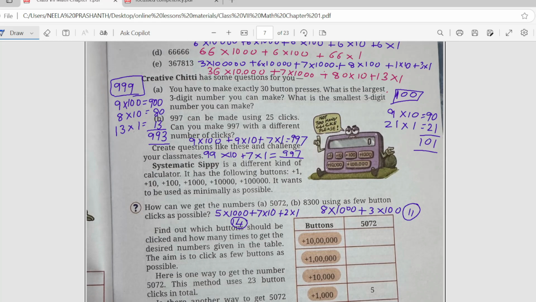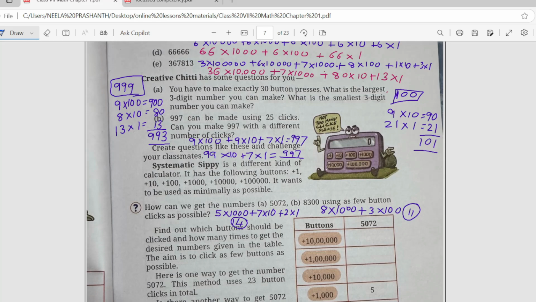Next question, question number B. 997 can be made using 25 clicks. Can you make 997 with a different number of clicks? Let us try. So the normal way we would write, an expanded way we would write 997 is 9 into 100 plus 9 into 10 plus 7 into 1 will give you 997. This is the way we usually expand the number according to the place value. So 9 plus 9 plus 7, 25. 25 clicks we have made.